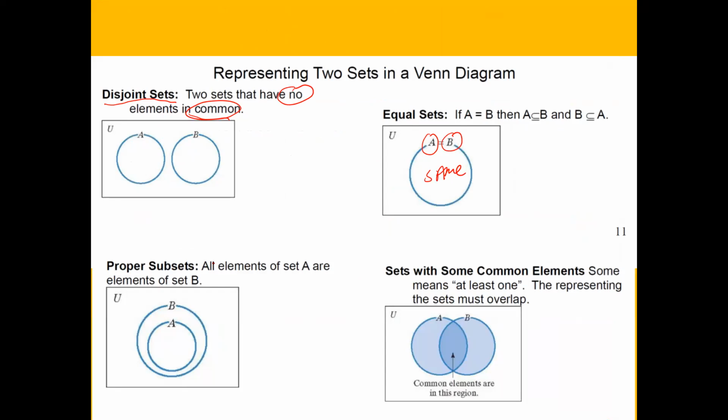Proper subset means that all elements of A are inside B. Sets with some common element, this is generally the one that we use with Venn diagrams, means that there's at least one element that represents an overlap. So there's something in A that's also in B that they share. It will be right here where that overlap is.